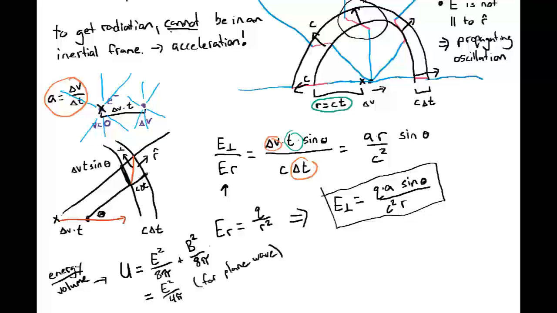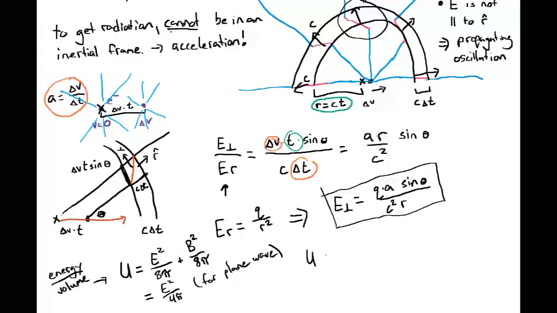So what we can do now, knowing the energy density associated with the electric and magnetic fields of a plane wave, and knowing the magnitude of that electric field and the volume that encloses this disturbance in the electric field, is calculate the total energy associated with this disturbance.